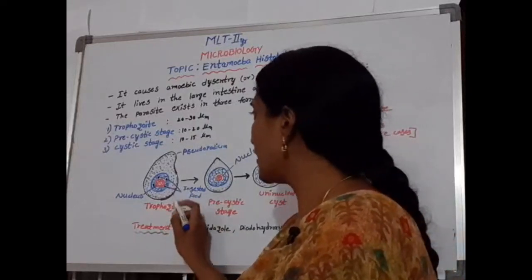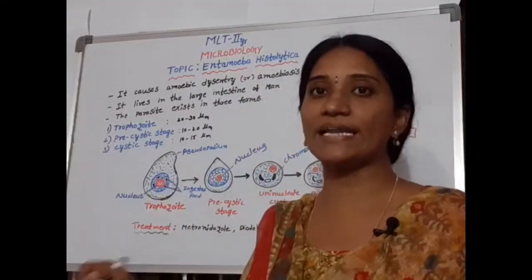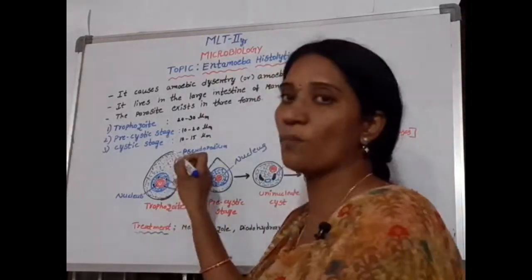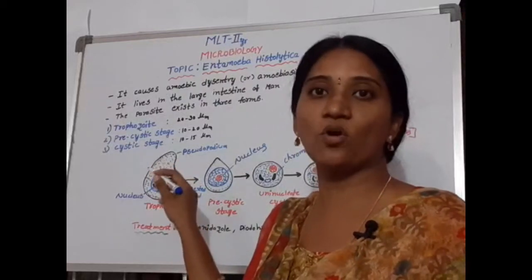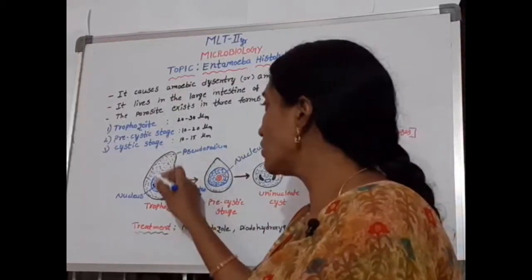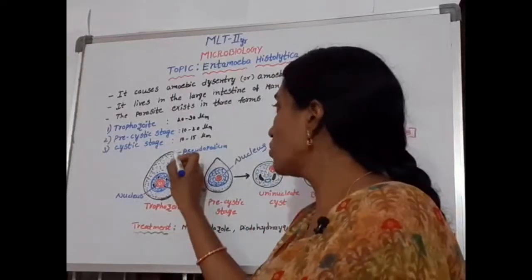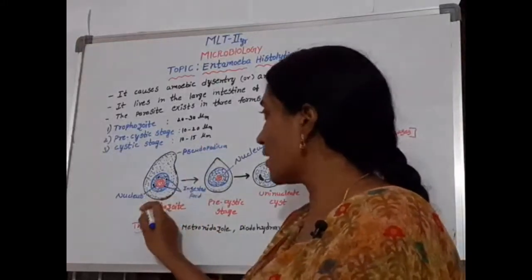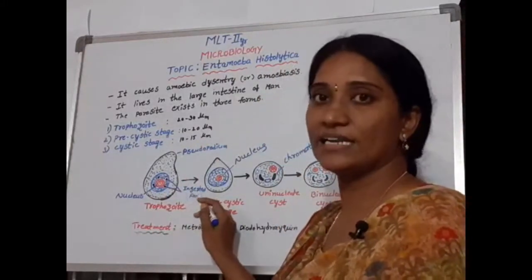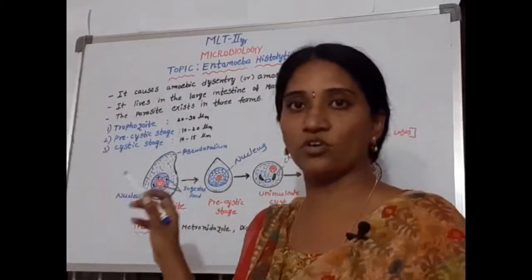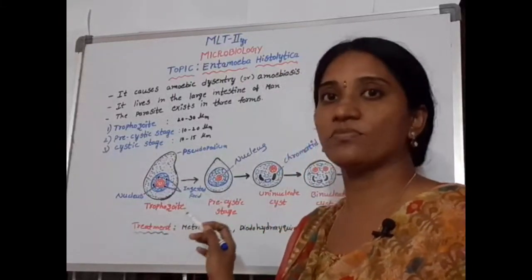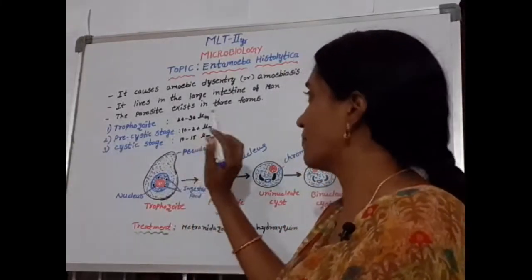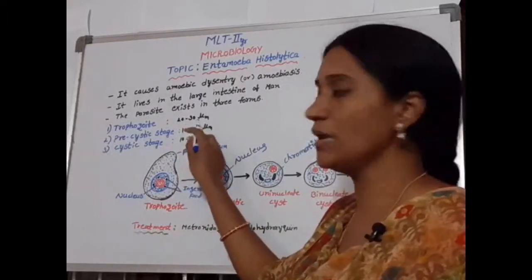The trophozoite consists of an outer ectoplasm and an inner endoplasm, both fluid materials. The outer layer is the plasma lemma. It has pseudopodia, and in the middle it has the nucleus and the ingested food. It measures 20 to 30 micrometers.